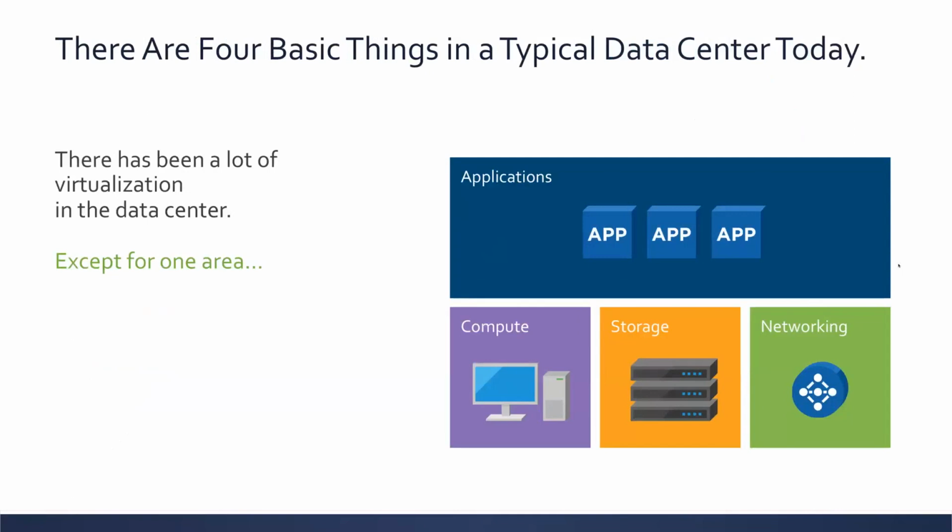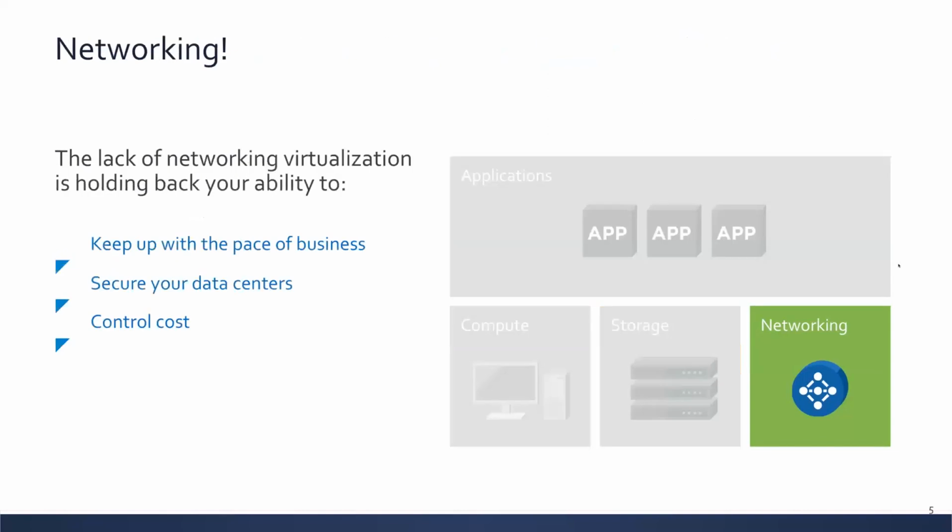There's actually 4 elements, if you will, within a typical data center today. You have your application, which the app guys love. You have your compute, your storage, and your networking. Now, we've seen advancements in applications, compute, and storage, but there's one component that has been left out, and that's the network. The lack of virtualizing the network holds you back from keeping up the pace with the business. The business constantly grows, it scales, and we need to adapt that model as well.